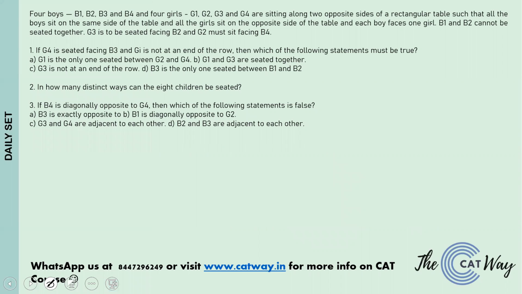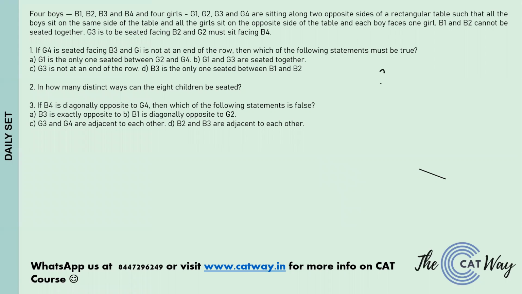So it says that four boys B1, B2, B3, and B4, and four girls G1, G2, G3, and G4 are sitting along two sides of a rectangular table, such that all the boys sit on the same side of the table, and all the girls sit on the opposite side of the table, and each boy faces one girl. Now it says that B1 and B2 cannot be seated together, while G3 is facing B2.